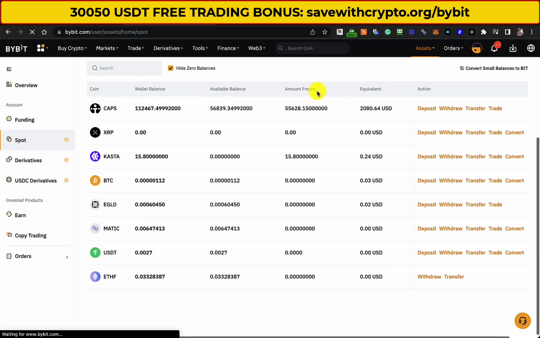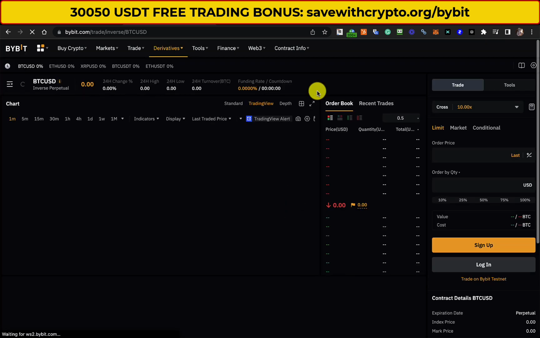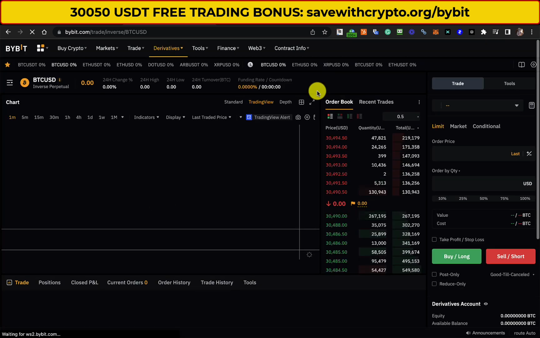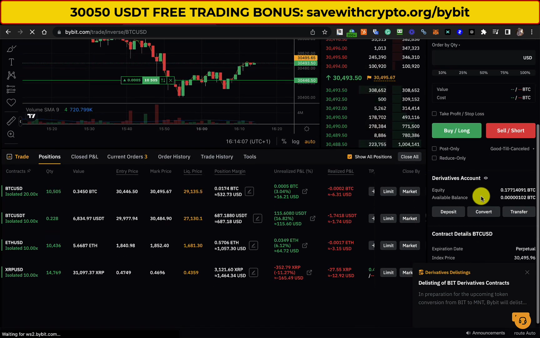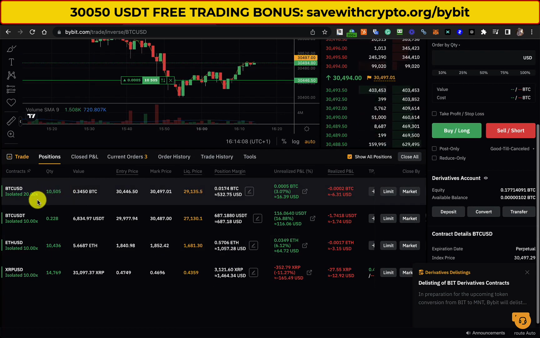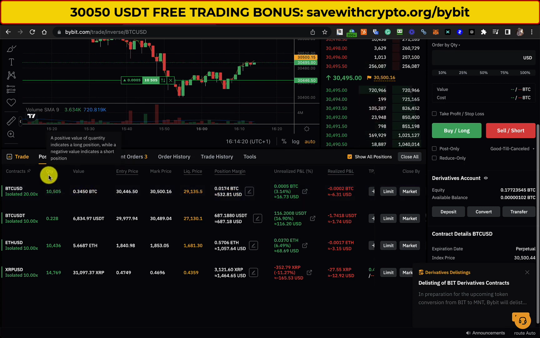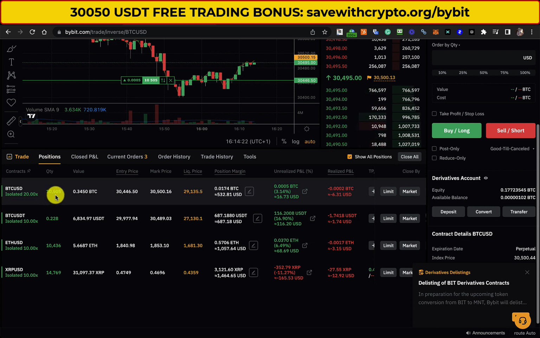Okay, let's go and have a look at some real examples, because I've got some trades open at the moment. Not sure how they're doing. Okay, so this Bitcoin one here, this is on 20x leverage. So I'm using here $532. So on 20x leverage, that is as if I'm trading with $10,505 or 0.345 Bitcoin. Okay. Now, if I was to come out of this trade, I would be left holding Bitcoin.